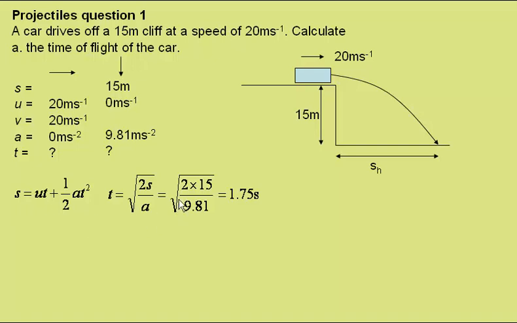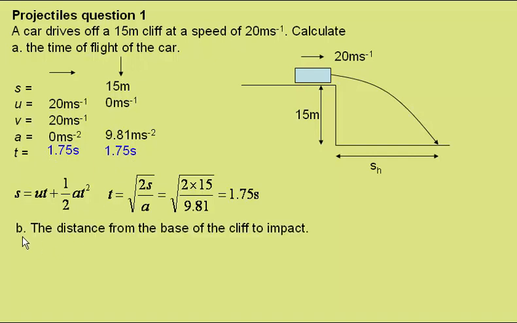Putting the numbers in, I've got 2 times the vertical displacement of 15 meters over the vertical acceleration of 9.81, and square rooted, this gives a time of flight of 1.75 seconds. I can now put this information into my table of data, because it might come in useful later, and move on to part B, to find the distance from the base of the cliff to impact.